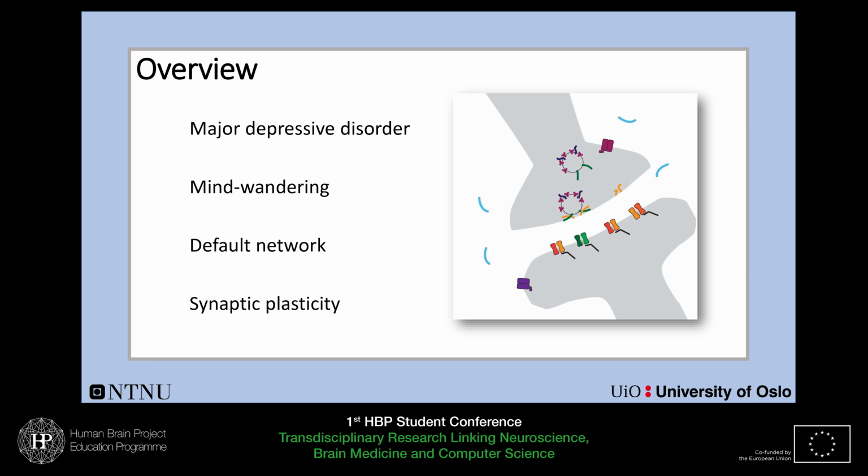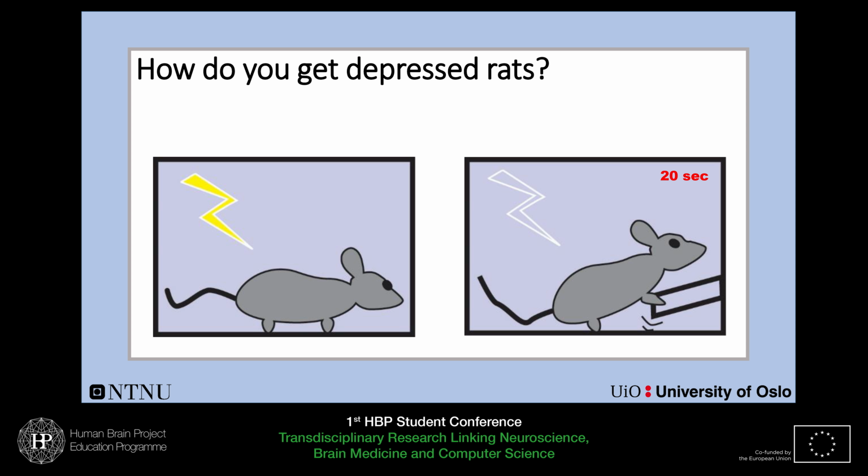And then they also found structural changes in MDD patients, for example in the prefrontal cortex, that there's a lower density of glutamate receptor subunits, just at a glutamatergic synapse. And so I will look at rats. And how do I get rats depressed?